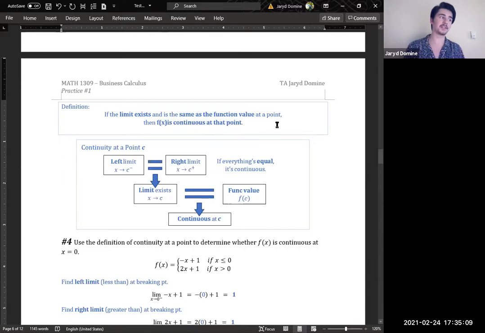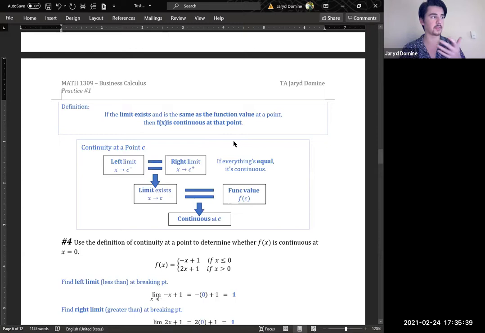So this is the definition that you need to know. If the limit exists at that point, and it's the same as the function value, then f of x is continuous. Okay, so we've done a lot of limit work. So if the limit exists and if you plug in x equals 0, that gives you the function value. If those are the same, then the function is continuous there.